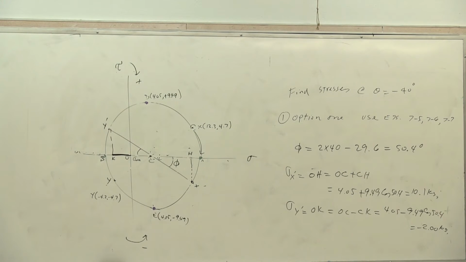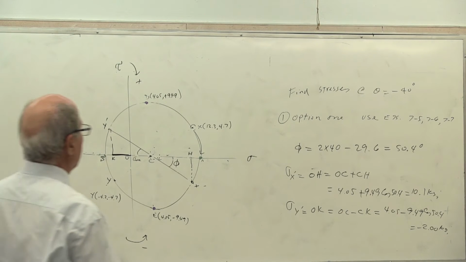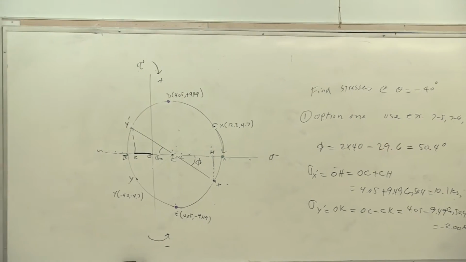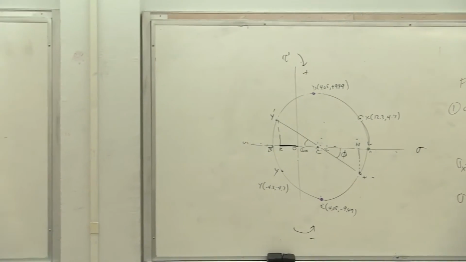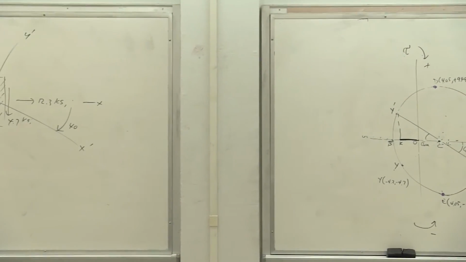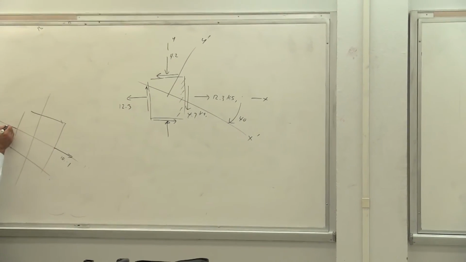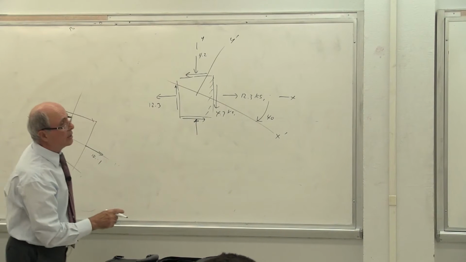Correct? Right. The last question is, so this is what we are doing now. So what we are doing here is this. We are drawing our element like that. Is that correct or not? Sigma x prime is how much? 10.1. Sigma x prime was 10.1.